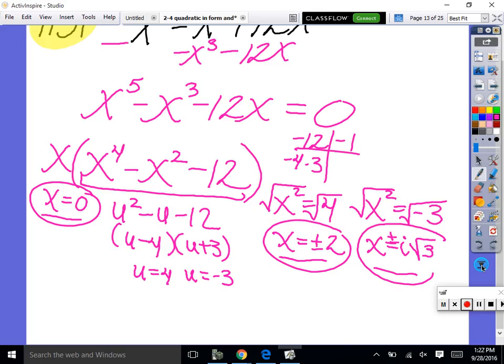That was a little fast. Is everybody feeling okay though? Do you see how it's no different, it's just applying everything we know? Yeah. Because we have an x in the beginning that we had to factor out, and now we set each of those equal to 0 and solve. Yes.